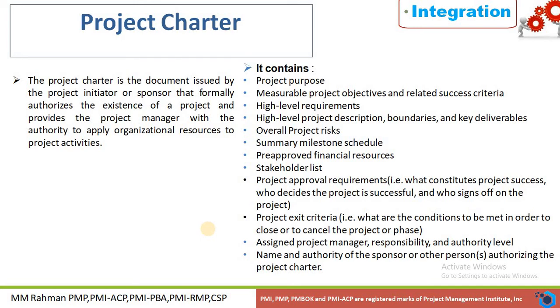Then measurable project objectives and related success criteria, high level requirements, high level project description, boundaries and key deliverables, overall project risk, summary milestone schedule, pre-approved financial resources, stakeholder list, project approval requirements, project exit criteria, the assigned project manager, responsibility and authority level, and the name and authority of the sponsor or other person authorizing the project charter. That means the project charter is a high level document. It contains only high level information about the project, and also another thing, it is a one-time document. This document is not going to be updated anymore. So this is only a one-time document.